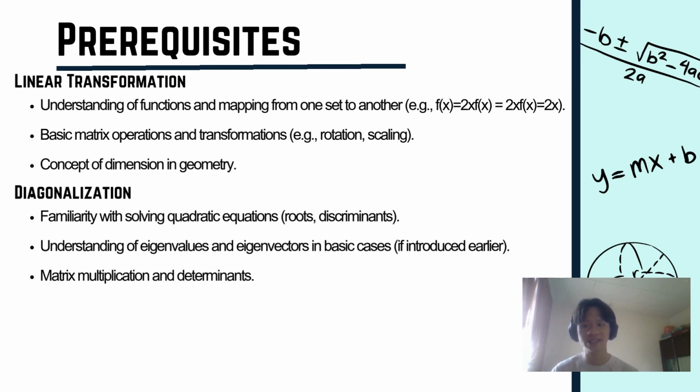And for the sixth, which is the last prerequisite, is diagonalization. From this, we need to know how to solve quadratic equations, including finding roots and using discriminants. We also need to understand the basics of eigenvalues and eigenvectors for simple cases. And we also need to have proficiency in matrix multiplication and determinants, which are very fundamental for diagonalization.